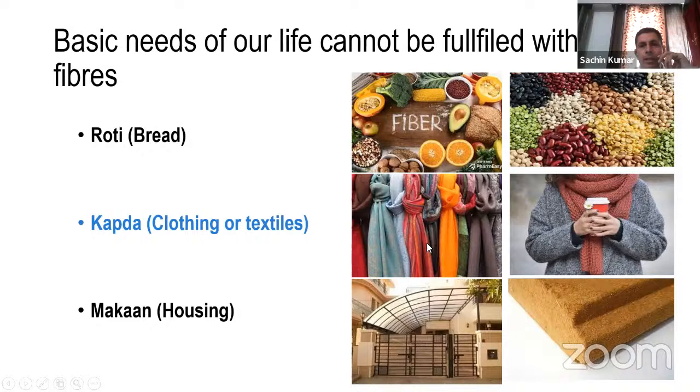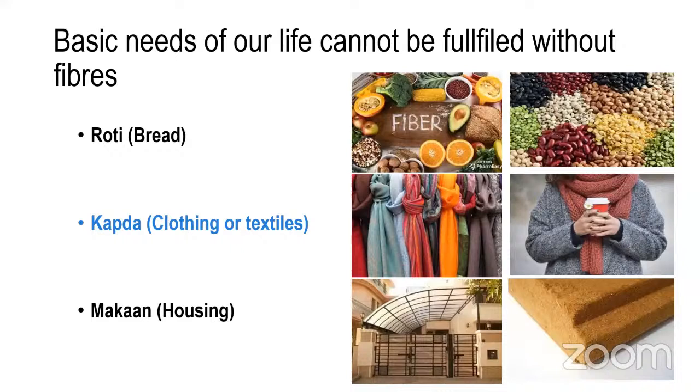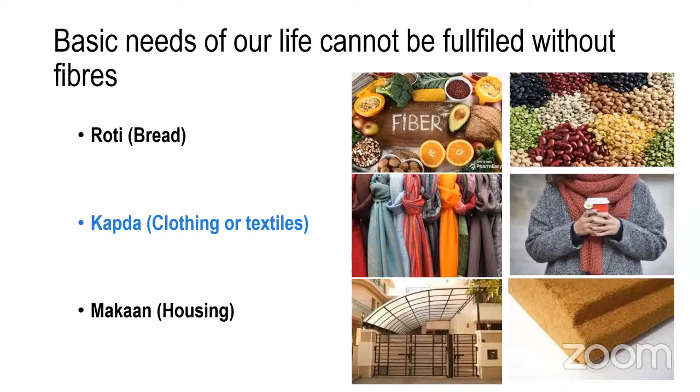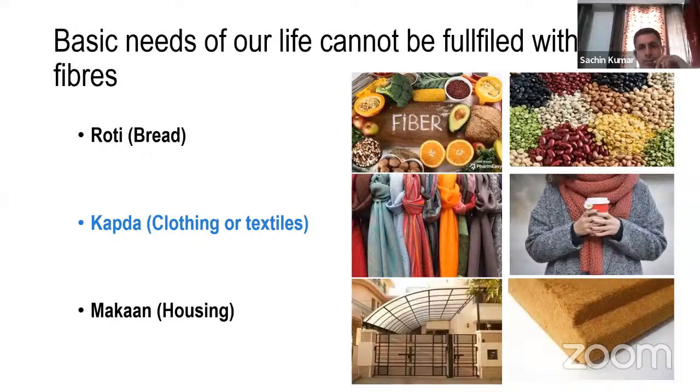Then kapda or clothing, everything which we wear is also made up of different types of fibers. Then housing, in housing also we are using a lot of fibers. So you can see the transparent gates or the roofs, which are basically fiber reinforced composites, or nowadays plywood is also used for making gates, which is also made up of natural fibers.